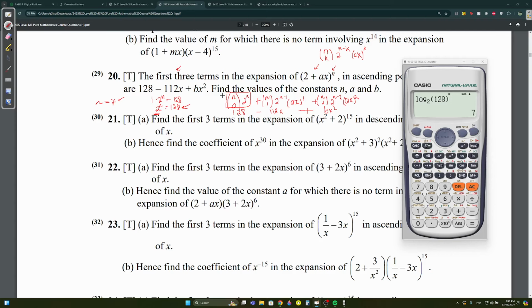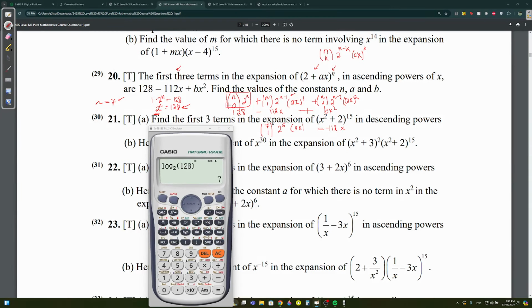Now that we know n equals 7, it's way easier for us to find the rest. So now let's see here. In this expansion, nC1, n is now 7. So 7C1, 2 to the power of n minus 1, so 2 to the power of 7 minus 1 is 6, times ax. And we know this is all equal to negative 112x. Let's continue to expand this so we find what a is. 7C1 is 7, times 2 to the power of 6, which is 64, times ax equals minus 112x.